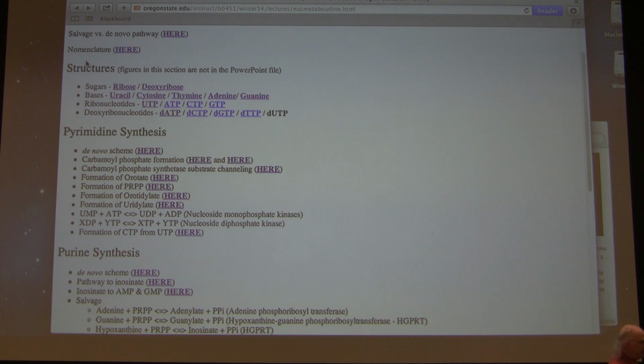First of all, we have a decision. Do we make pyrimidines or do we not make pyrimidines? That decision is made by ATCase. If we have more purines, we're going to make pyrimidines. If we have more pyrimidines, we're not going to make pyrimidines. Everybody with me?